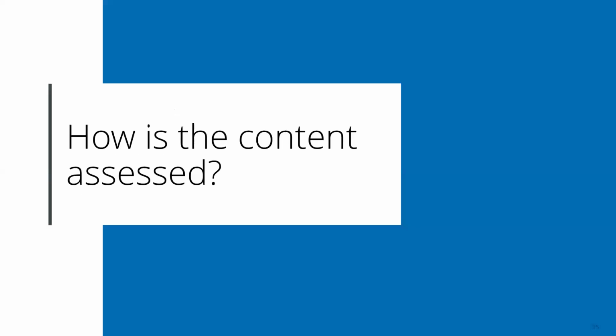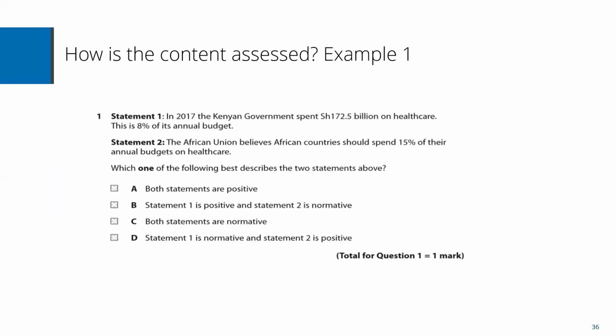So I know this is the key thing people are wanting to look at. So moving on to this, how is the content assessed? We'll start with the simple 1-mark multiple choice. So this is an example multiple choice question. There are 2 statements and the question, which one of the following best describes the 2 statements above? There are 4 options, only 1 mark, just one of those to get the multiple choice question mark.